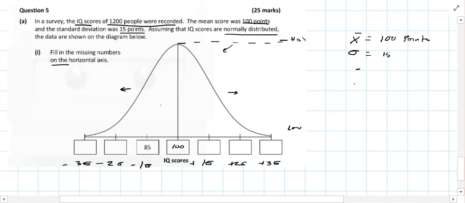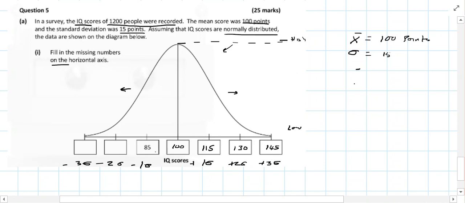So what does that look like? A standard deviation is 15 points. So if we add one standard deviation to the mean, this is going to be 115. If we add 2 standard deviations, this here will be 130. And then 3 standard deviations is going to be 145.